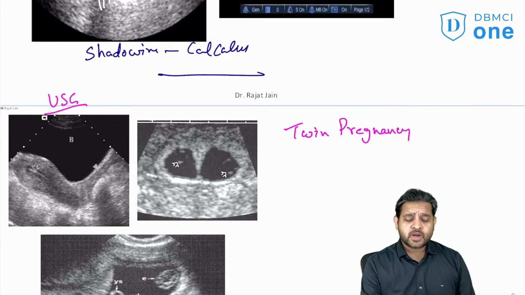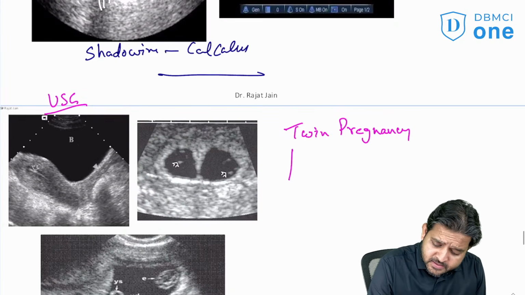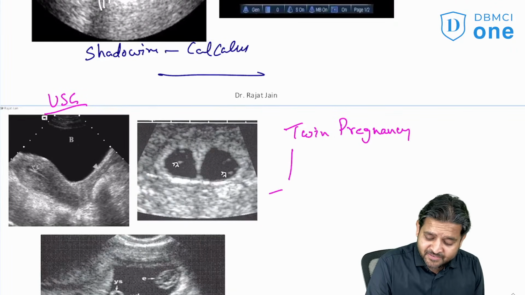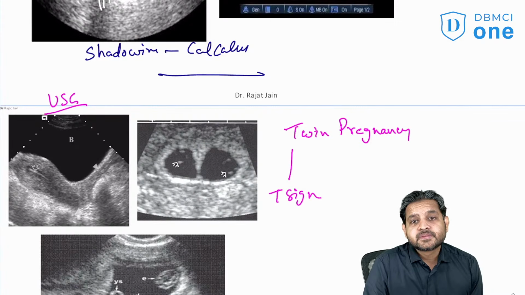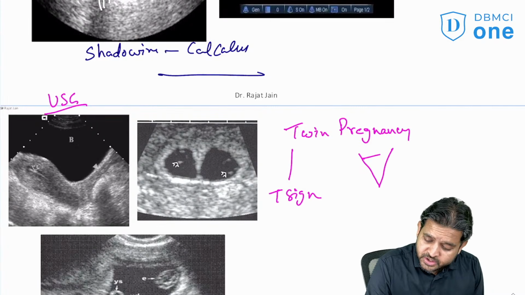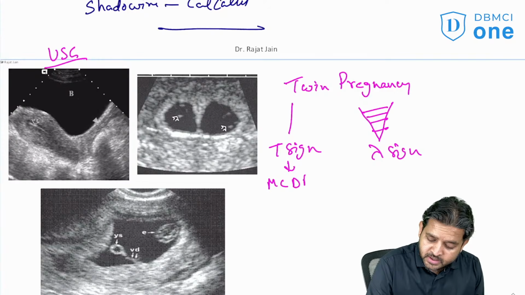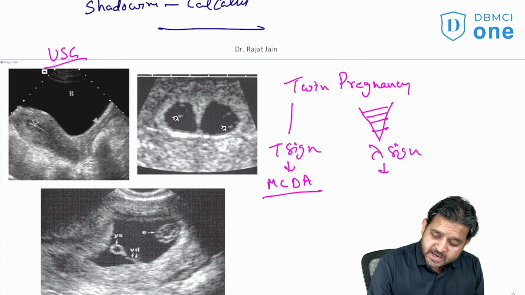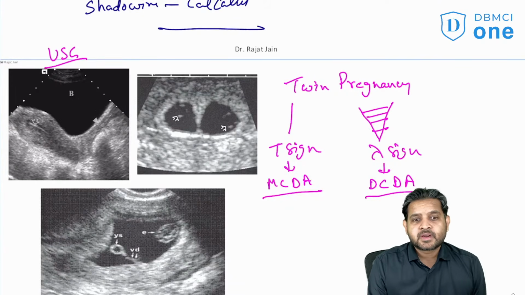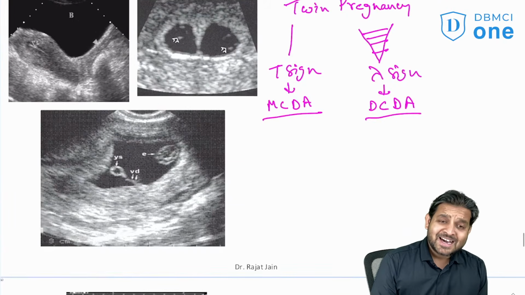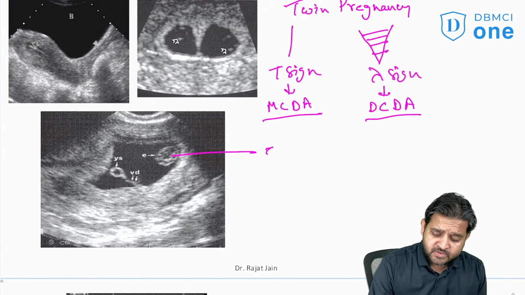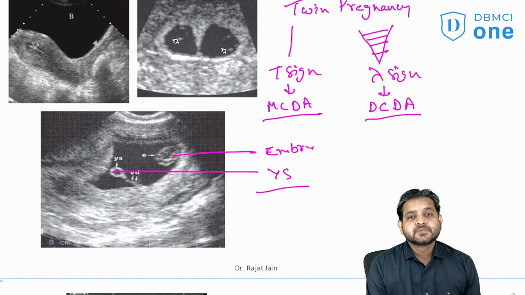Yeah, twin pregnancy looks like this, and when you see a thin membrane between them, that will be called a T sign. And when you see a thick tissue between them, that will be called a lambda sign. If it's a T sign, this is a sign of monochorionic diamniotic pregnancy. If it's a lambda sign, then it is dichorionic diamniotic pregnancy. That's a normal pregnancy with an embryo with a yolk sac, right?